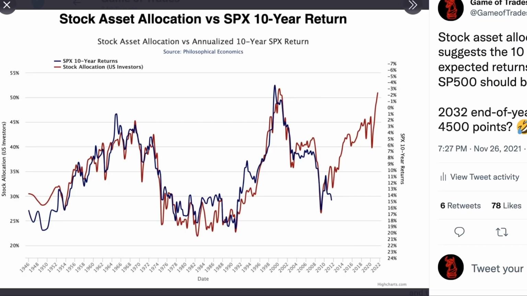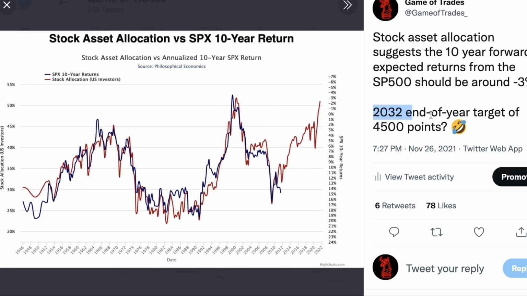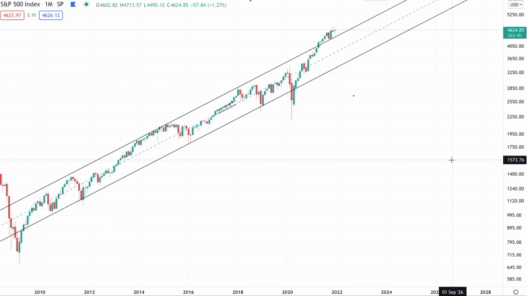So I made a little joke here saying that our end of year target for 2032 was 4,500 points. So a few percentage points below where we currently are. That might actually not be that much of a joke. So do not be fooled into thinking that the next 10 years in the stock market is going to look exactly like the last 10 years. That has never happened before. Investors who are putting their money into passive equity funds like the S&P 500 are very likely to endure a lot of volatility in the next few years.